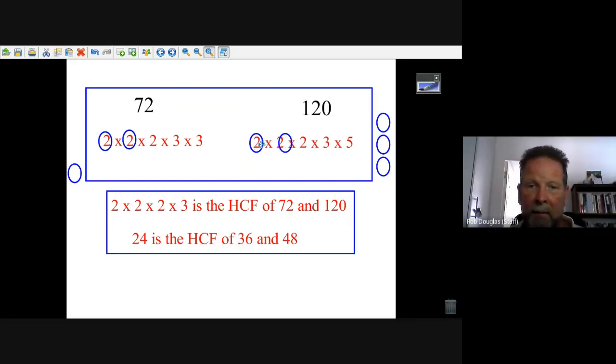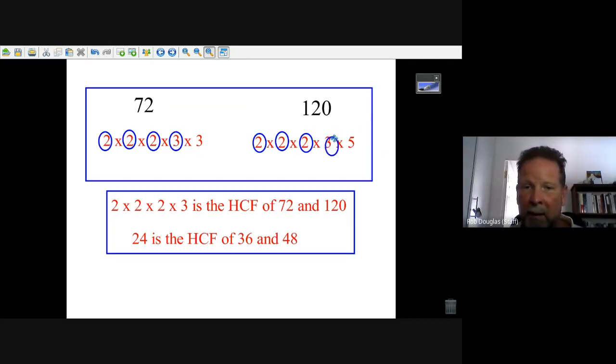Hey, there's another 2 that's in both. So we could write that down. So that means 8 goes into both. And then there's one more number that goes into both. The 3 there and the 3 there. That's 8 times 3. 2 times 2 times 2 times 3 is the highest common factor of 72 and 120. Well, that's 8 times 3, it's 24.